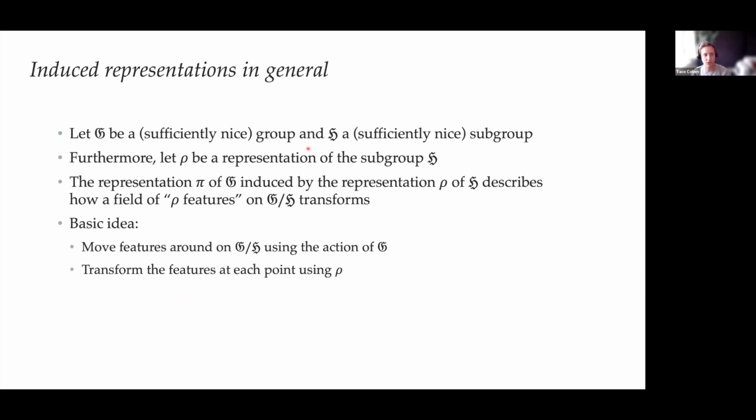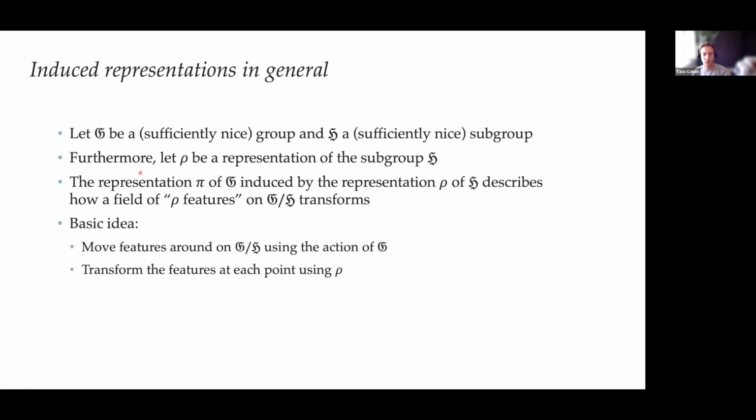So the general picture is you have a group G, you have a subgroup H, and they together define a homogeneous space. You have a representation rho of your subgroup H that defines how your geometrical quantity is going to transform. Is it going to transform trivially as a scalar? Do you have a vector field, so a 2-dimensional representation? Do you have a field of regular quantities where the dimension of your feature vector is equal to the size of your subgroup H, or anything else?